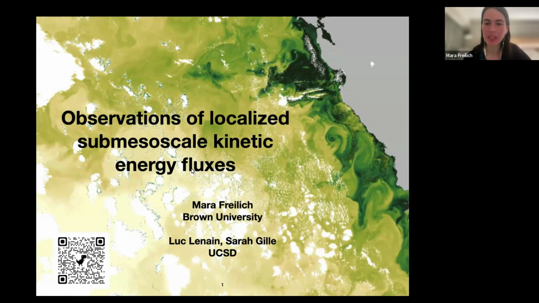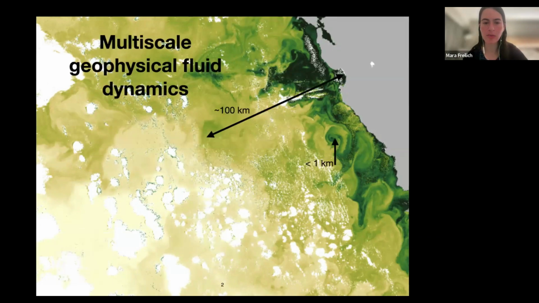So today I'm going to talk about some observations and particularly on the theme of cross-scale fluxes. And so just before I really begin, I find satellite images like this one really inspiring. And those are one of the sorts of images that got me interested in oceanography and geophysical fluid dynamics. And so what you're looking at here, this is off the coast of California, a satellite image showing chlorophyll with the darker greens being higher chlorophyll concentrations.